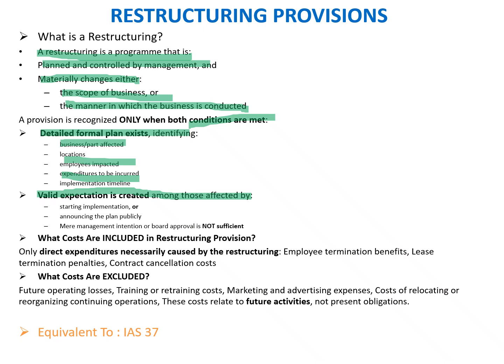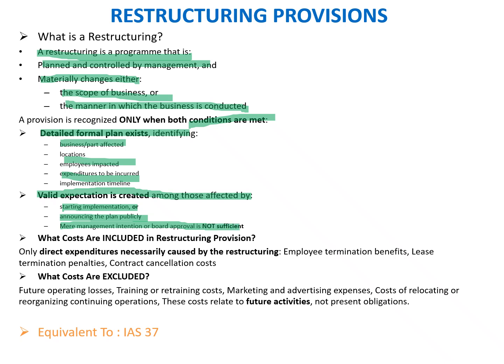And secondly, a valid expectation is created. Which means we have absolute alignment in terms of when we are going to start that program and when we are going to announce it publicly, and definitely it has to have a proper timeline. Bare management intention or board approval is not sufficient.